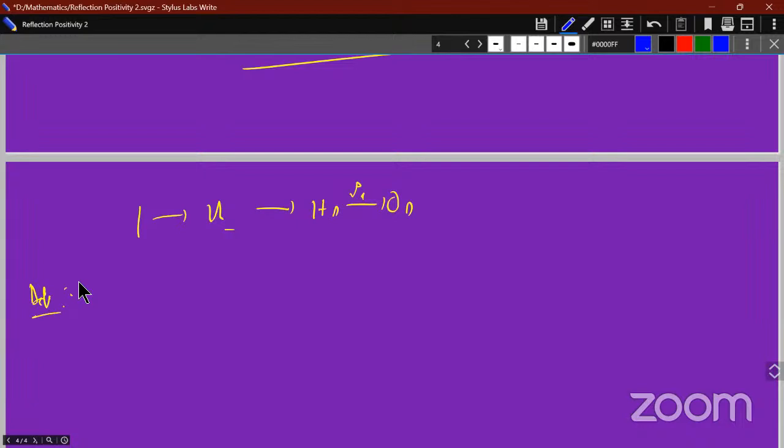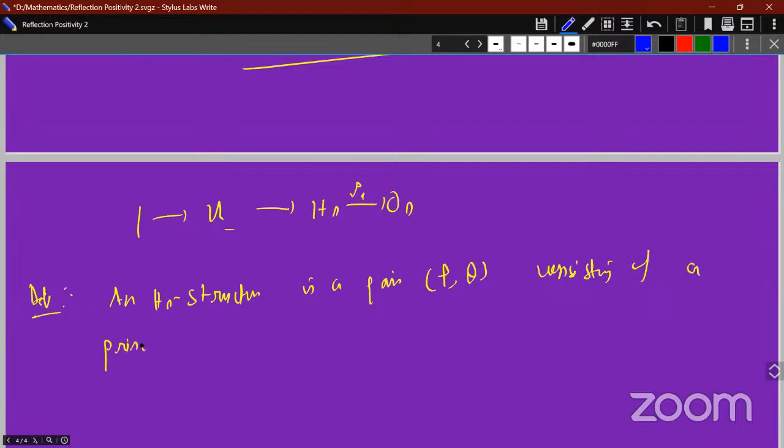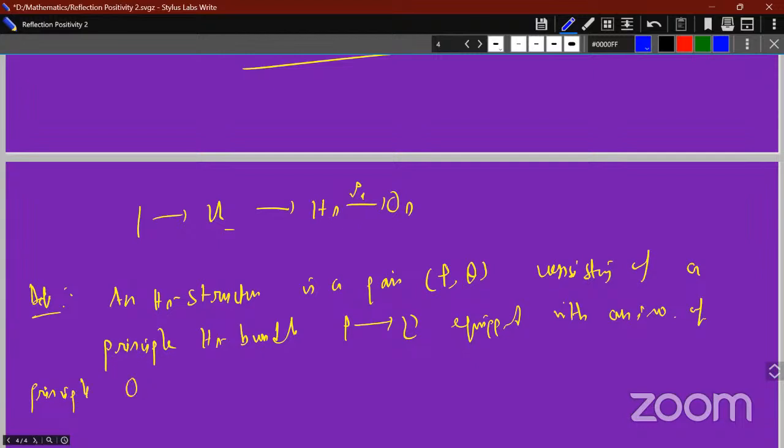Right. So now we'll talk about manifolds and bordism categories with H_n structure. So that is what we'll be talking about now. I'll start with defining what I mean by an H_n structure. An H_n structure is a pair consisting of a principal H_n bundle equipped with an isomorphism of principal bundles.